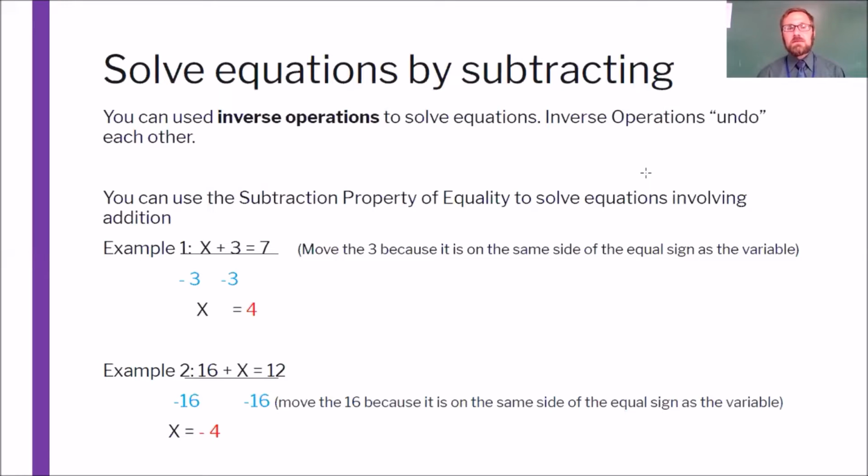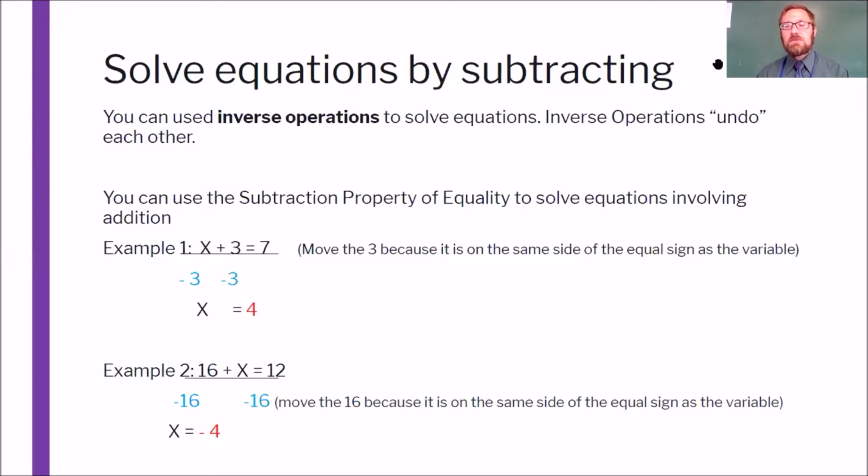You can use inverse operations, is what I was basically just saying, where you use addition to undo subtraction, or subtraction to undo addition, and they actually call the subtraction undoing addition the subtraction property of equality. So you can see we've got x plus 3 equals 7. We're going to figure out what x is. We subtract 3 from both sides.